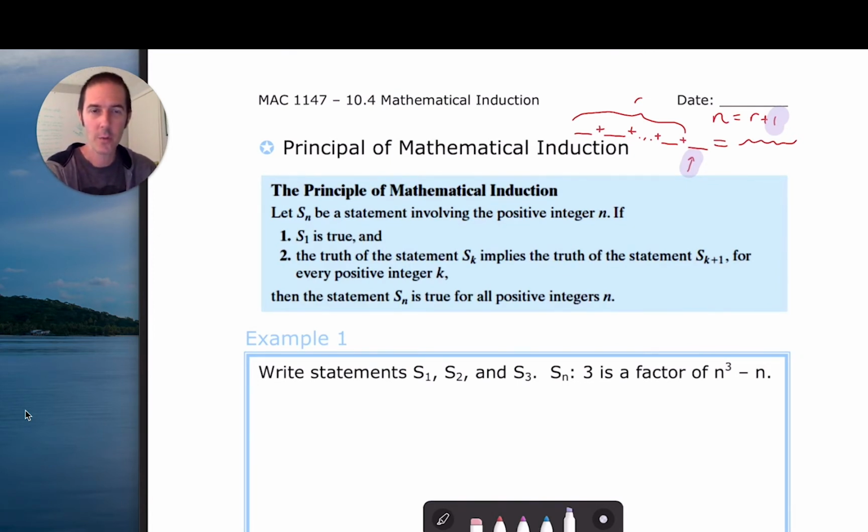So if r was equal to 23, then this would be the 23rd term. This would be the 23 plus 1th term, in other words, the 24th term, and 23 plus 1 would be 24, so n would be 24. Whatever this n value is, that's how many terms you're going to have on the left-hand side of the equation.